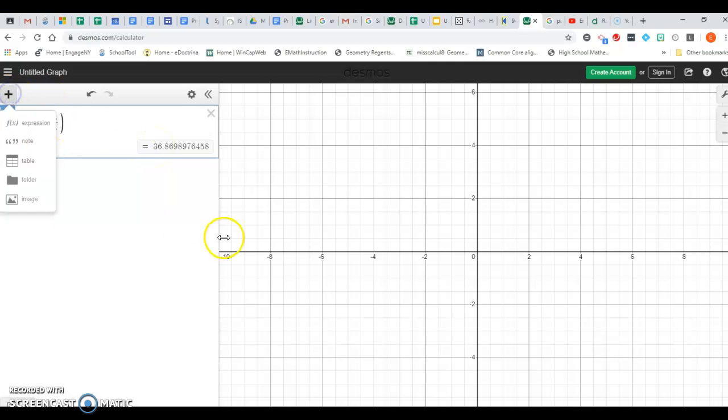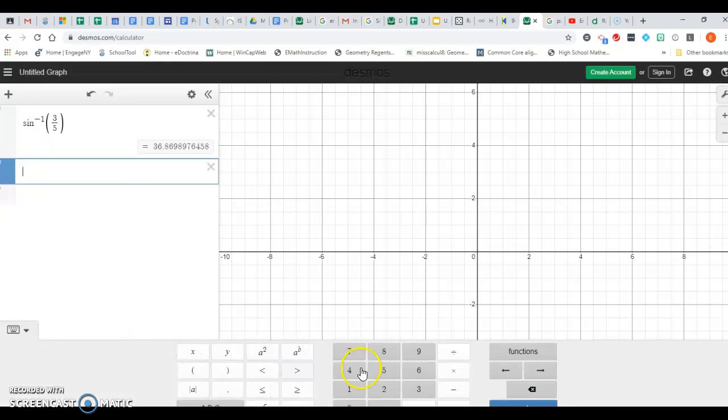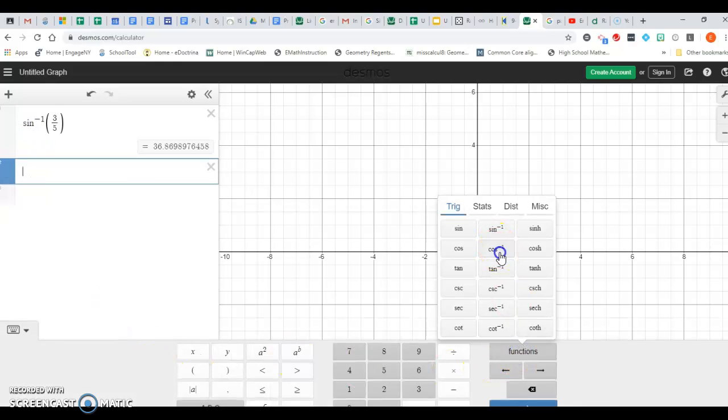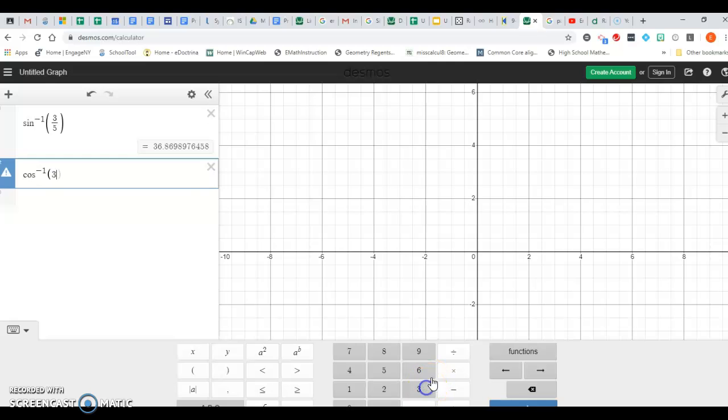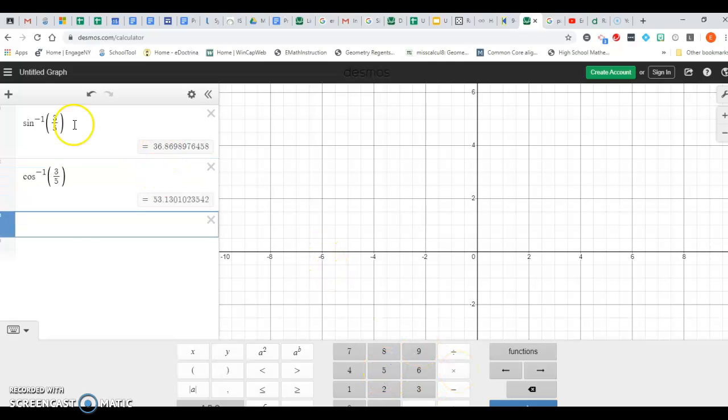So if I want to do another one, put an expression in, let's say, inverse cosine of 3/5. And you can use the keys here, you can use the keys on your keyboard. So 53 degrees. And again, we're just rounding to whatever value they tell us.